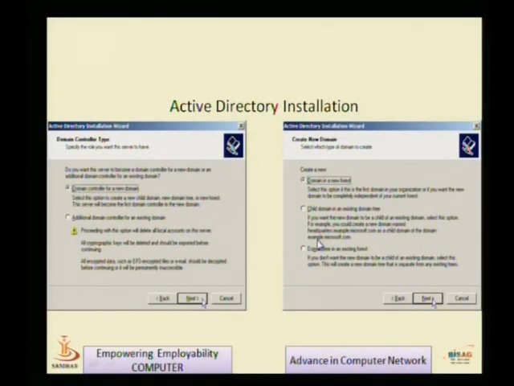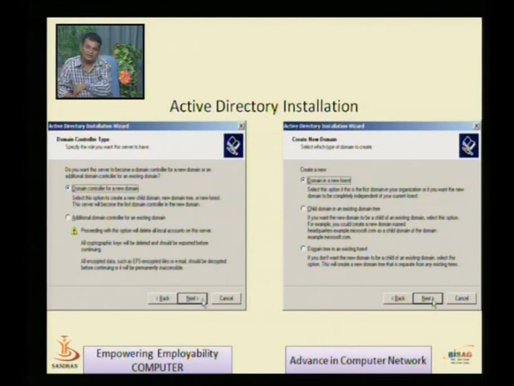Like I can say csd.swami.com. Swami.com was my first domain. Now I am creating another child domain, that is csd. So csd is under swami.com. That is possible through the second option, child domain.